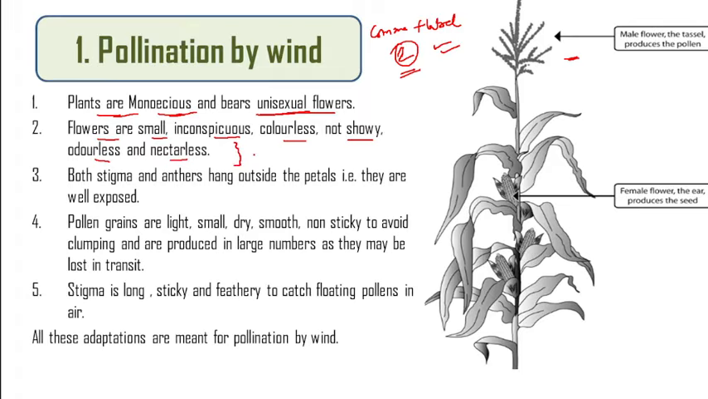Why are they supposed to be like this? Because they need not attract the insects. This question could be asked in your viva also. Both stigma and anthers hang outside the petals, that is, they are well exposed.